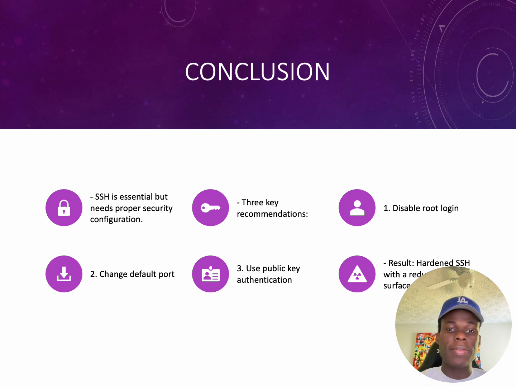In conclusion, SSH is very essential for remote service management, but we must secure it to prevent unauthorized access. Today, I have shared three key recommendations: disable root login, change the default SSH port, and use public key authentication instead of passwords. By following these steps, we harden SSH and reduce attack surfaces, ensuring a more secure environment for root access. On the last page, you can find the references that I have used throughout this entire presentation for further review, in case you want to dive deeper into the SSH landscape.